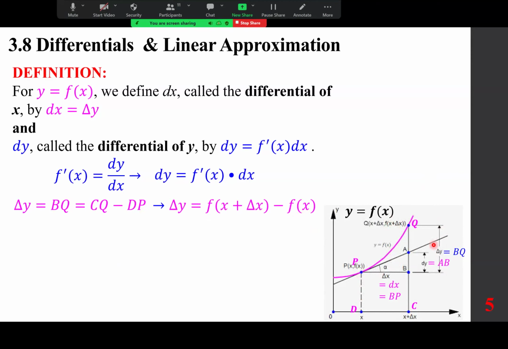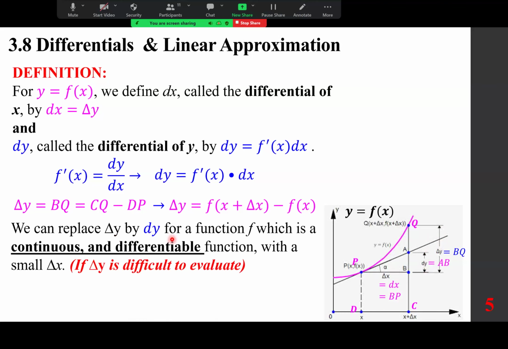Clearly, delta y, this distance, is not the same as dy. However, we can replace delta y by dy for a function f which is continuous and differentiable, with a small delta x, if delta y is difficult to evaluate. For the sake of illustration, this has been blown out of proportion, but normally delta x is extremely small, so dy and delta y are very close. Clearly, dy and delta y are not the same, as you can see here. However, when delta x gets smaller, dy and delta y get closer and closer, and that's the concept here.